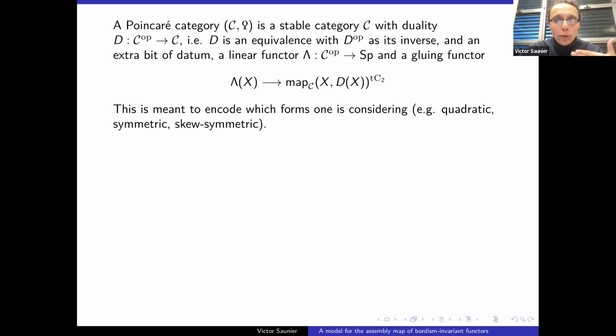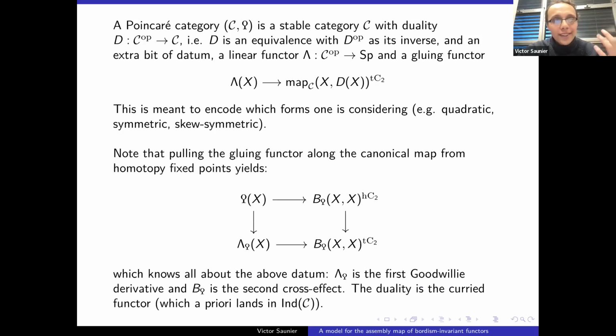I want to be able to glue the two kinds of things that I gave you. So I want a map from this Lambda of X, a natural transformation, to the mapping spectrum in C from X to D of X. Now this guy here has a duality, because it's also the same thing as maps from DX to X, and I want to take Tate C2 for the induced C2 action. Now the goal of all of this is to encode a theory of forms: quadratic forms, symmetric forms, skew-symmetric forms, and many other things that you could imagine.